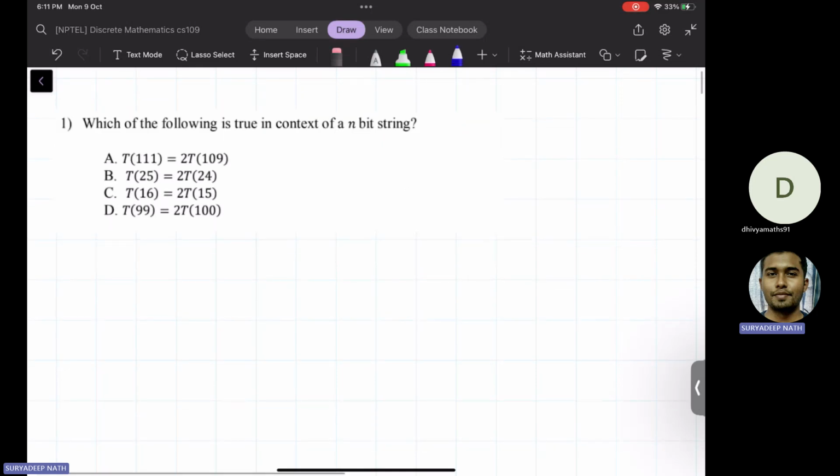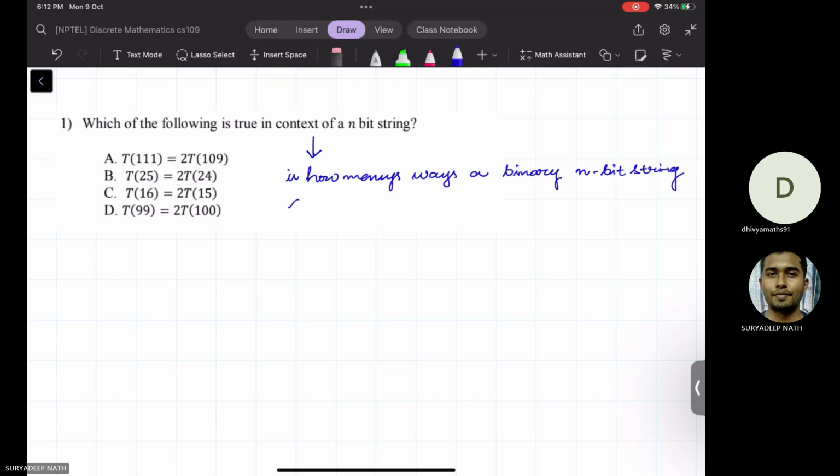Which of the following is true in the context of an n-bit string? So the context is basically in how many ways a binary n-bit string can be formed.